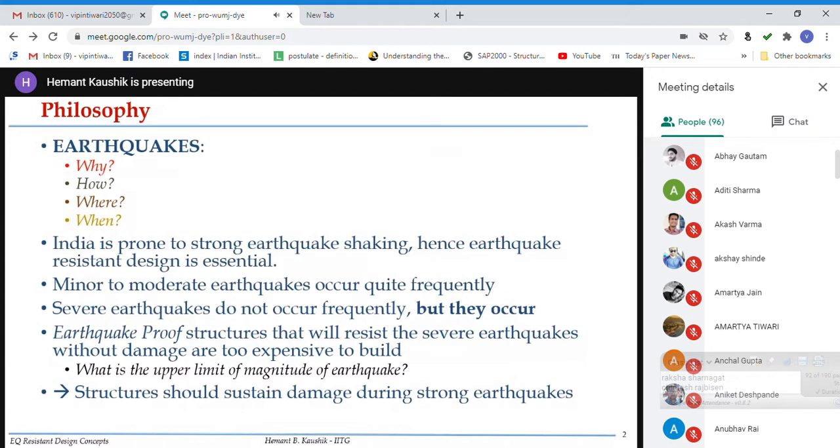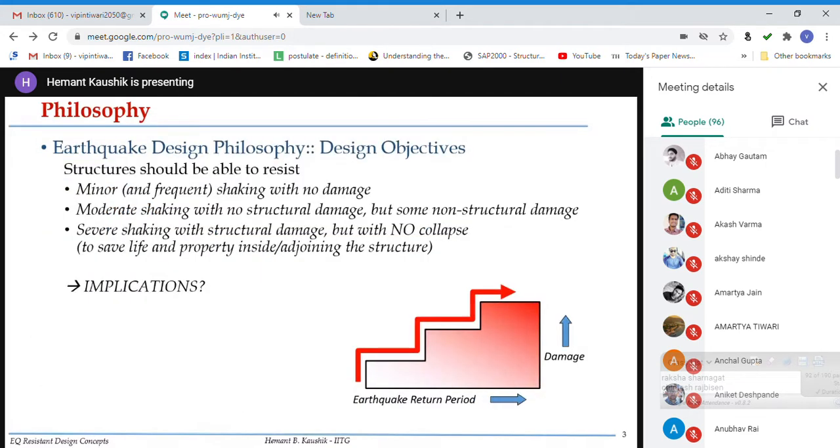Okay, now we will discuss in detail why we expect damage. So this is the earthquake design philosophy. For any structure, any philosophy, we have certain objectives. So these are the design objectives. All structures should be able to resist minor earthquakes with no damage. Minor earthquakes are more frequent. Like I said, here in the northeastern part of the country, we experience at least one earthquake every month of magnitude higher than 4.